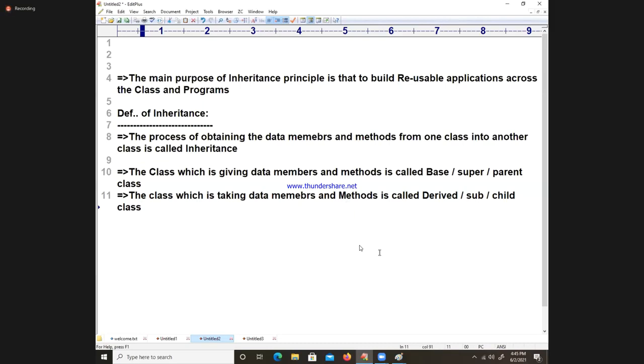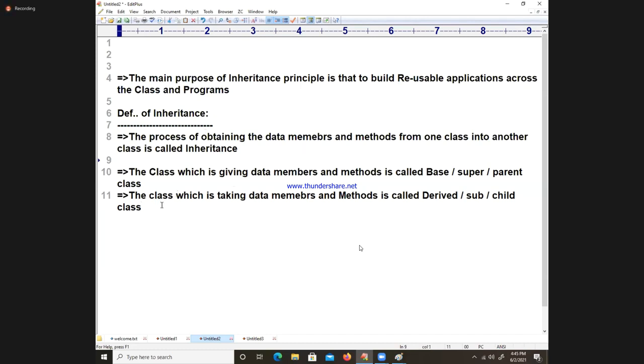Ashish Kumar has written: the process of obtaining the data members from one class into another class is called inheritance. Now it is done. So is copy paste called inheritance? No. I'm seriously reacting to that, because I have to stop such things immediately. So the main purpose is understandable: the process of inheriting is done.